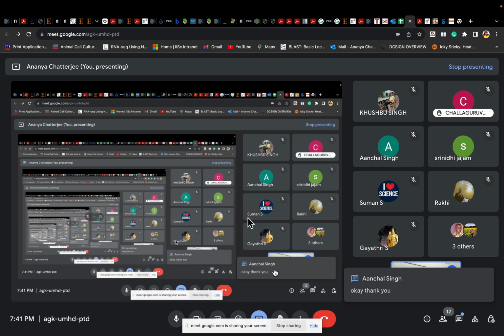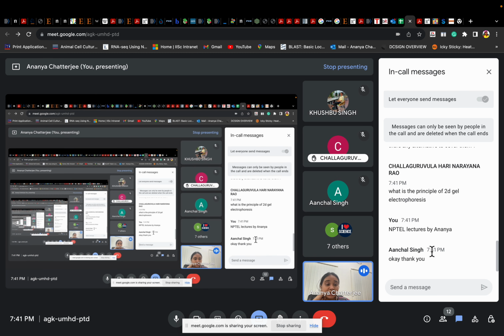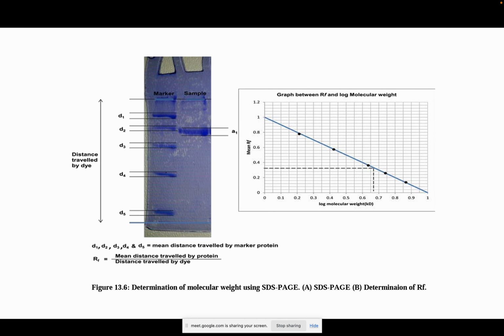For two-dimensional electrophoresis, I have not discussed it today, but for a brief overview: in one dimension you are resolving your protein on the basis of molecular weight. But when you are doing 2D, you are doing another dimension. What parameter is there in the other dimension? The pI.